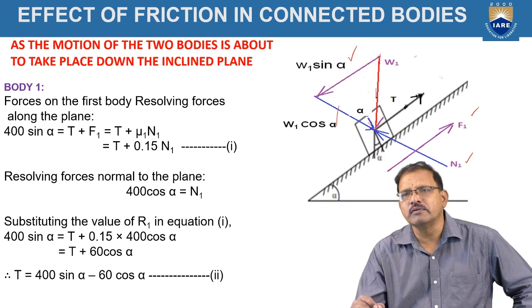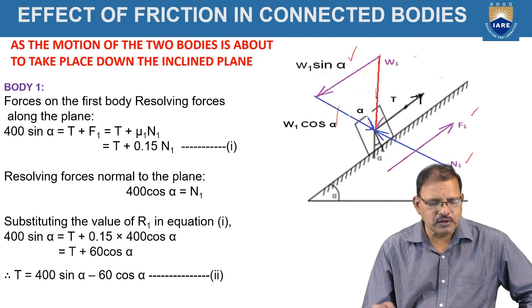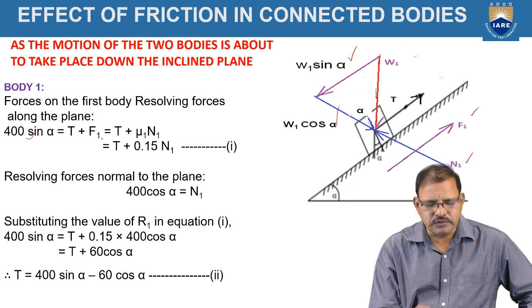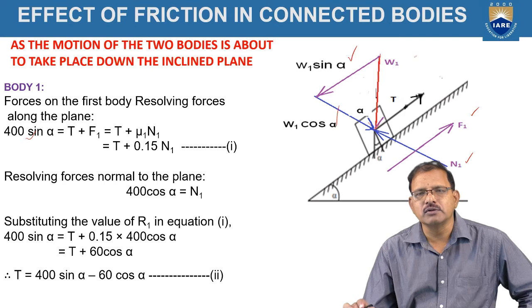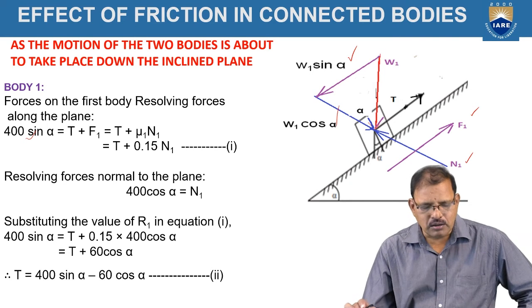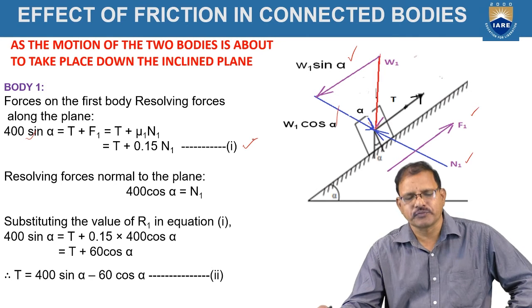Only the left side is W1 sin alpha. Hence, W1 is nothing but 400, as given. Hence, 400 sin alpha should be equal to T plus F1, which is equal to T plus mu1 N1. Mu is 0.15, which is given, so T plus 0.15 N1. This is shown in the figure as equation 1 now.